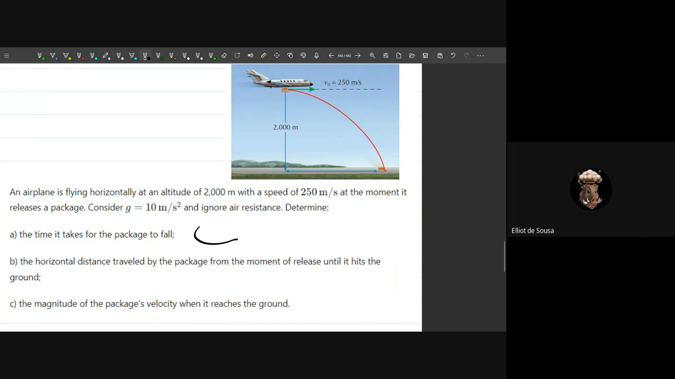Even if it says 10 meters per second squared, it's still minus. Yeah, I suppose gravity. Here our gravity is 10. We can use 10. Okay?